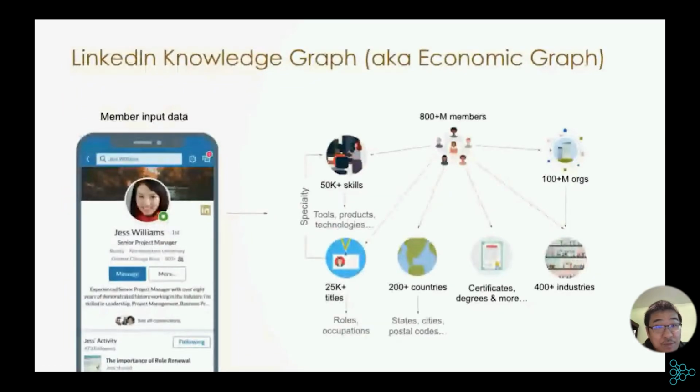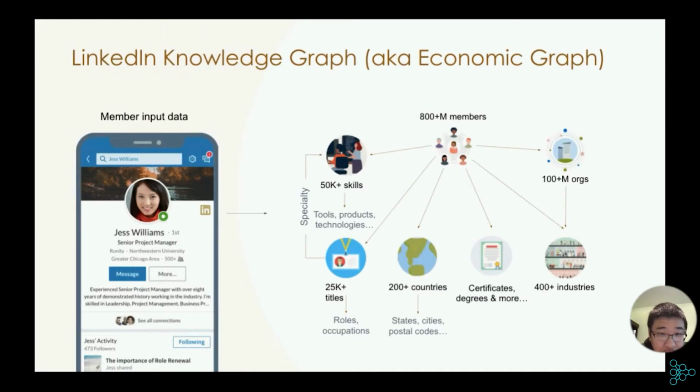We have more than 800 million members. We have more than 1 billion jobs. We have more than 100 million organizations like companies and schools, and we have a lot of titles, skills, geolocations, degrees, and so on. Between these entities, we can also create billions of entity relationship edges, so that the entire graph is complex and dynamic.